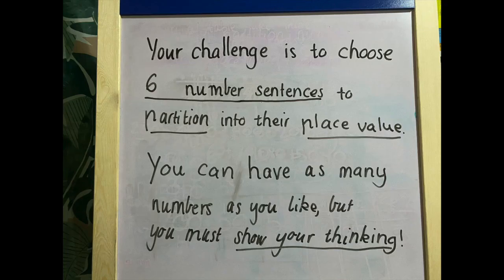Your challenge is to choose 6 number sentences to partition into their place value, then add back together just like I did. You can have as many numbers as you like, but you must show your thinking just like I did. I separated them and then added them back together using a place value chart. Have a go and challenge yourself.